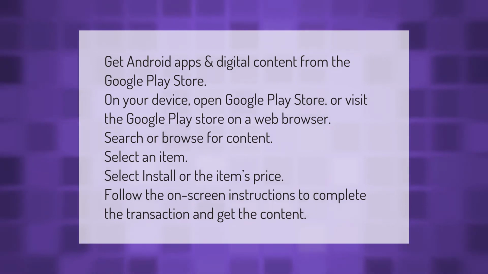Get Android apps and digital content from the Google Play Store. On your device, open Google Play Store. Or visit the Google Play Store on a web browser. Search or browse for content. Select an item. Select Install or the item's price. Follow the on-screen instructions to complete the transaction and get the content.